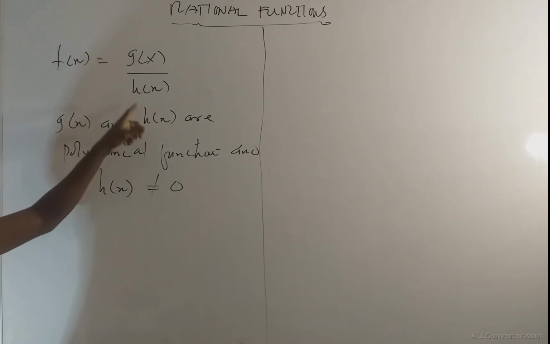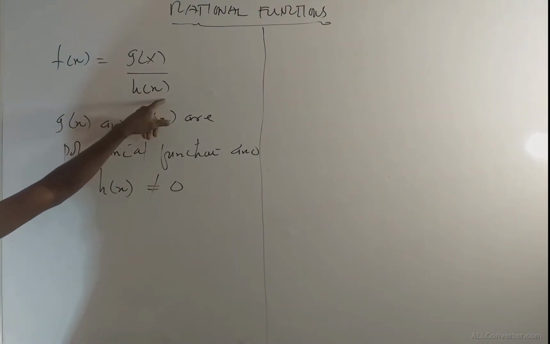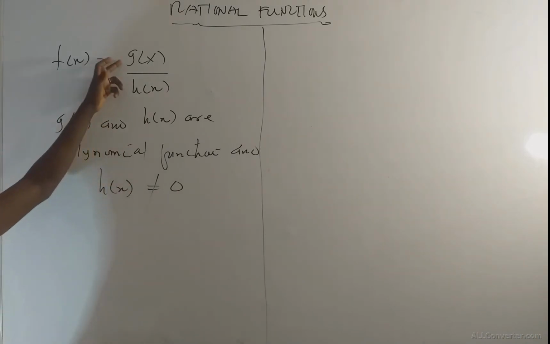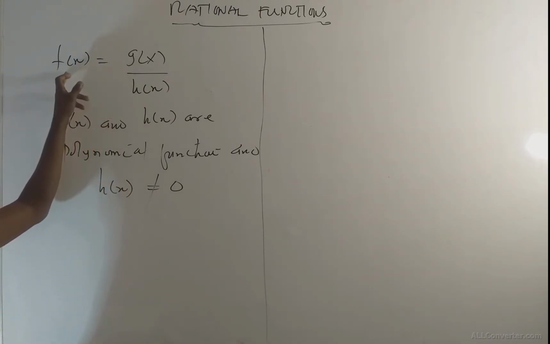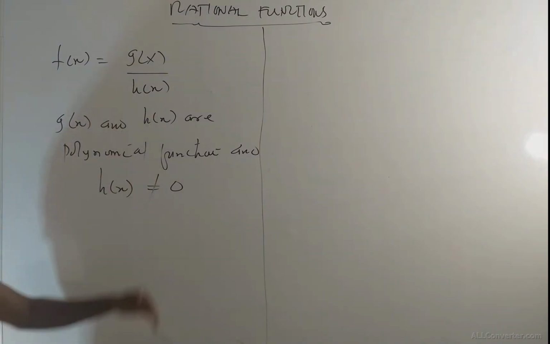Take note that h of x must not be equal to 0, because if h of x is equal to 0, then the rational function is not defined. Therefore, for g of x over h of x to be a rational function, the denominator, h of x, should not be equal to 0. So when we divide one polynomial by the other, what we have is what we call the rational function.